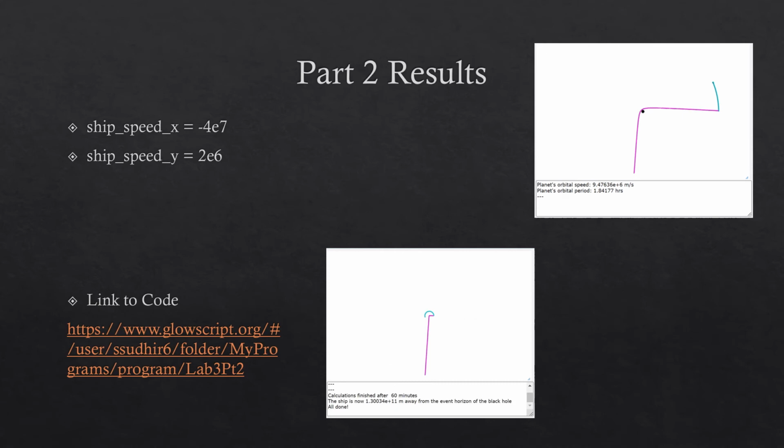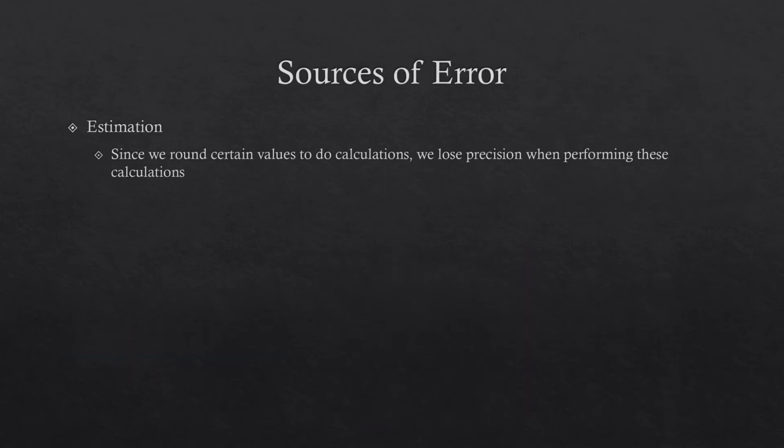And as for the results, this is how they move. In order to get the ideal results, we have these x and y values of speed to get the spaceship very close to the black hole, and then it shoots out away from it. As for sources of error, we do have estimation. That is definitely an error because we have to round when we do calculations, but in the real world there's no such thing as rounding because values are infinitely precise, so we do lose precision.